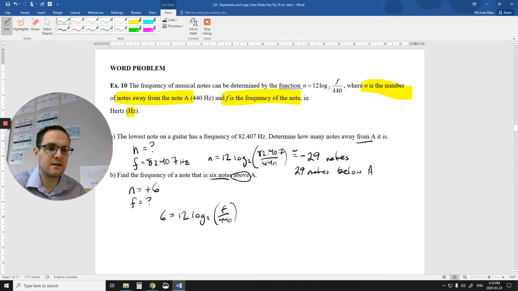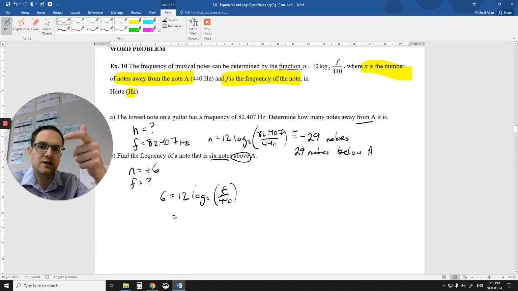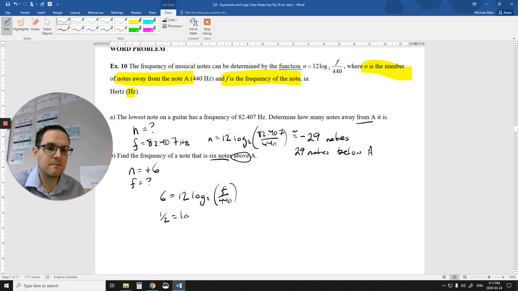But you notice the f is inside the log, so we're going to use our log laws that we had before. So before I can do the log law, or the log identity, or whatever you want to call it, the switch between exponential and logs, I'm going to divide by the 12 first because I need to get the log by itself. So I can apply the exponential form. So 6 divided by 12 is a half. And now I can change this into exponential form.